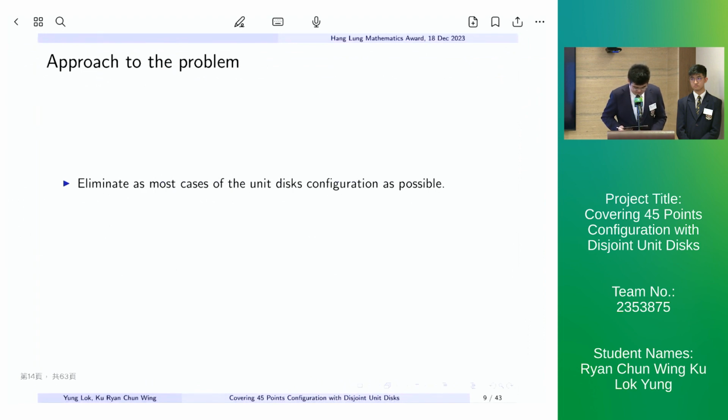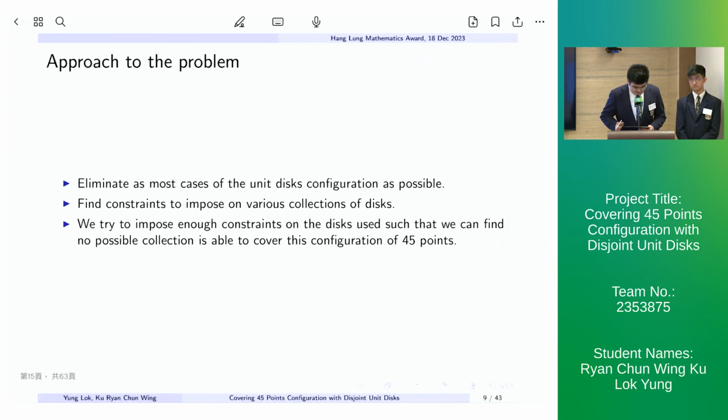Our approach to the problem was to try to eliminate as many configurations of unit disks as possible. We can achieve this by finding constraints on the combination of disks, which means, theoretically, if we found enough constraints, we can find out that no possible collection of disjoint unit disks is able to cover the 45 points.